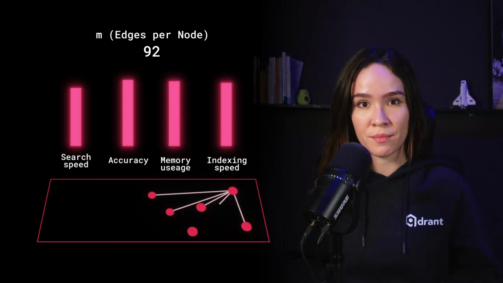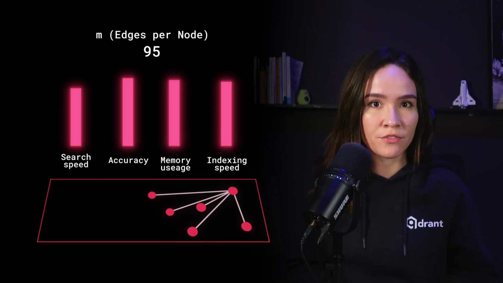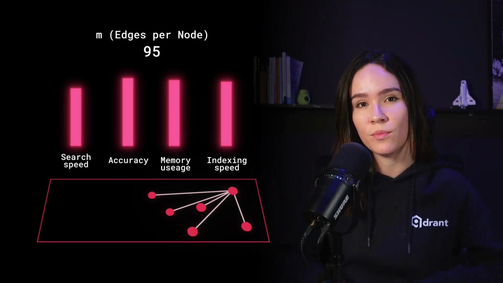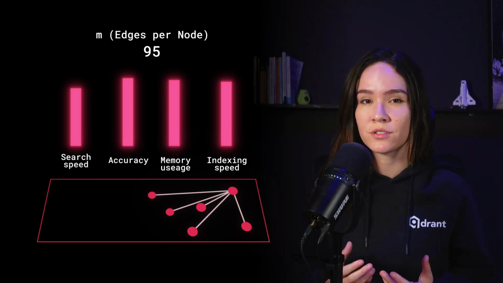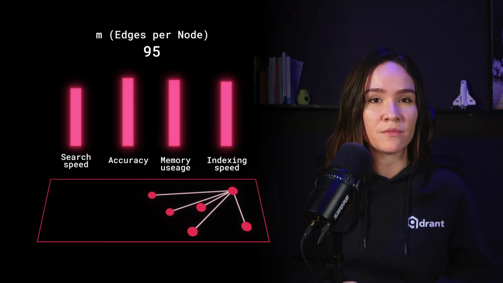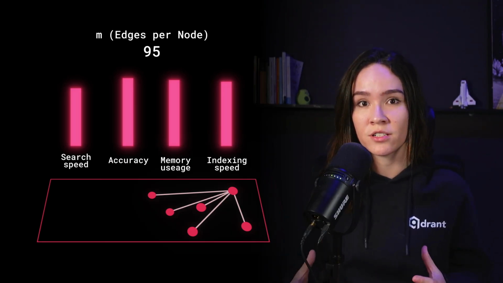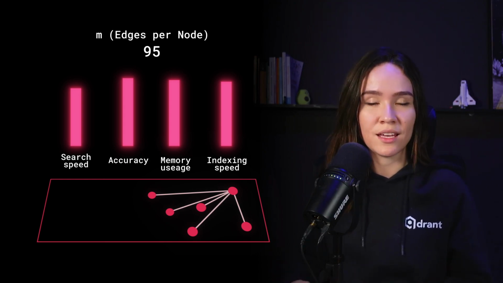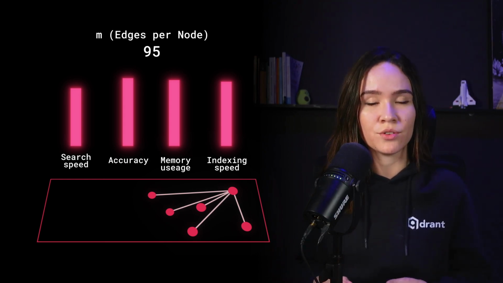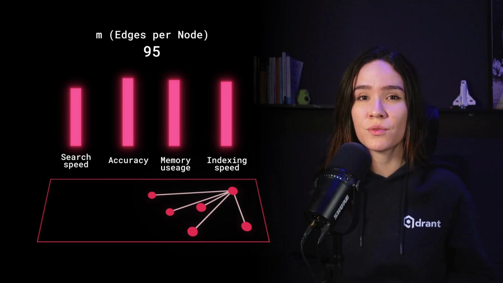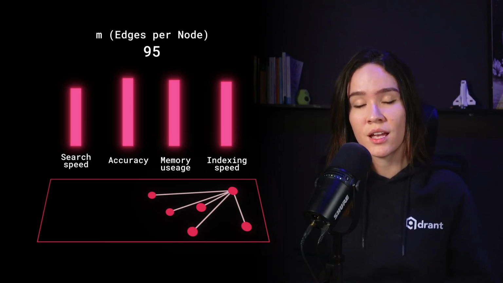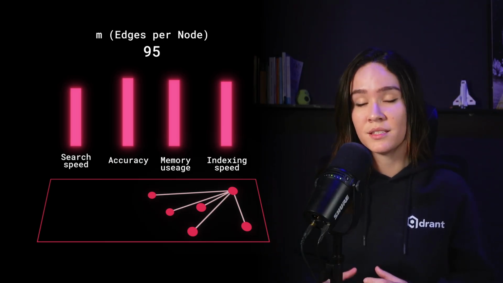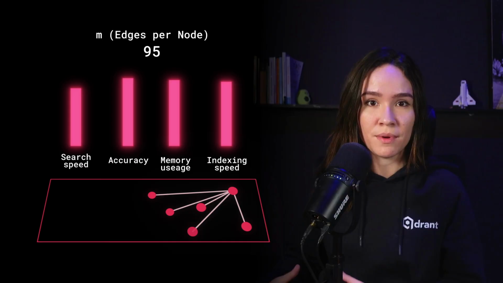Increasing the M parameter creates a denser graph where each node is connected to more neighbors, which improves search accuracy, because then you have more pathways to traverse when searching for the nearest neighbors. This will make it less likely that you will miss relevant vectors to your query. However, this also increases the memory usage and the indexing time, since more connections have to be maintained.